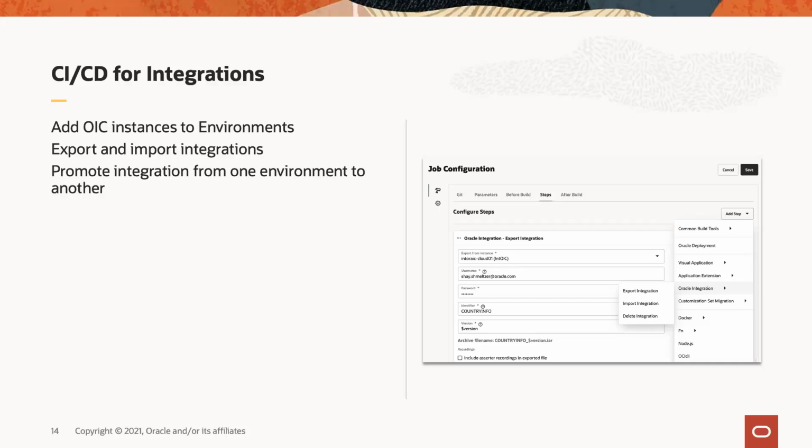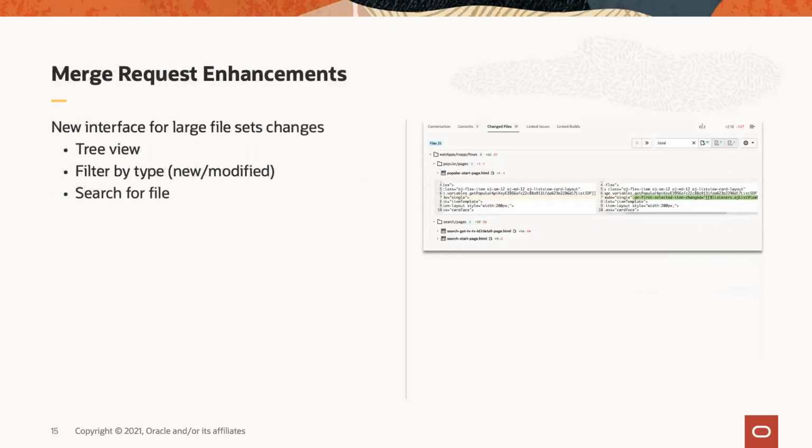We actually have insight into the integrations in your instance from Visual Builder Studio. And of course, it all works together with the environments feature in Oracle Visual Builder Studio, where you can create a new environment that maps to the Oracle Integration Cloud instance.